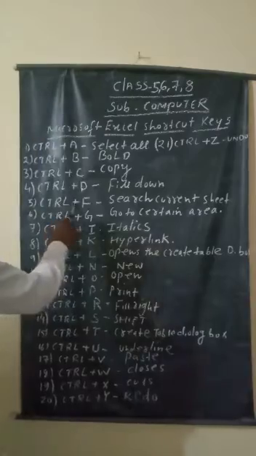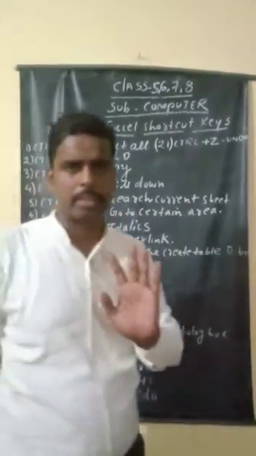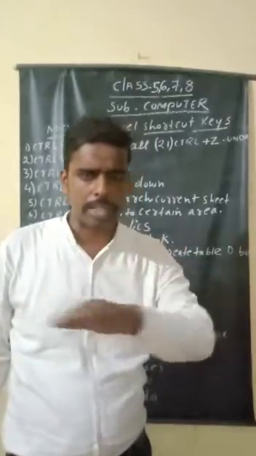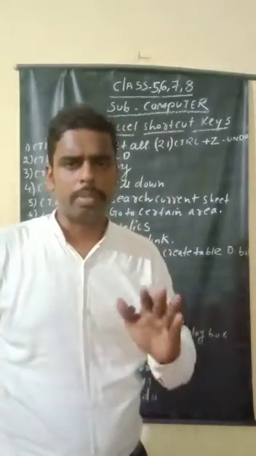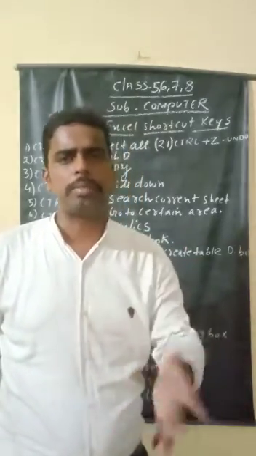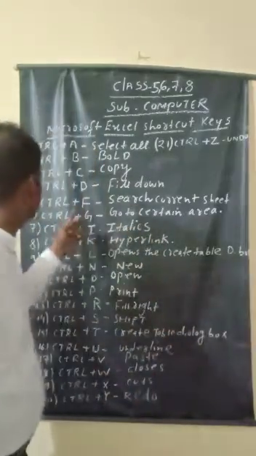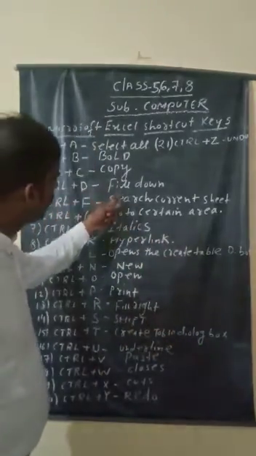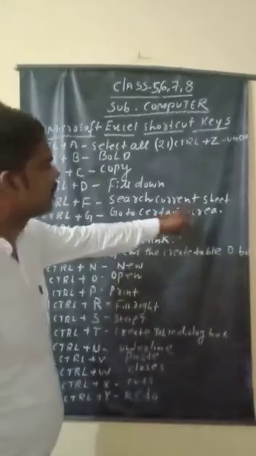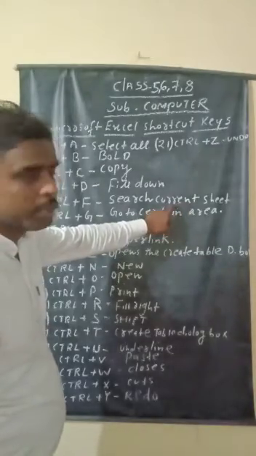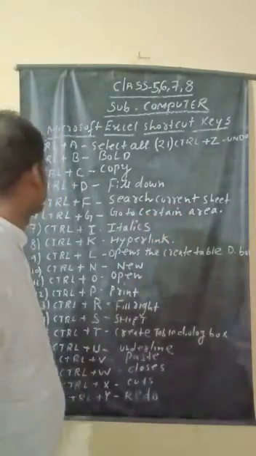Fifth one is Control plus F. Search current sheet. Suppose there are 3 sheets present in MS Excel. They are present in a horizontal line: first, second, third. If you want to go from the first sheet to the second, or second to third, it helps us to search the current sheet. Current sheet means the sheet where you are working.